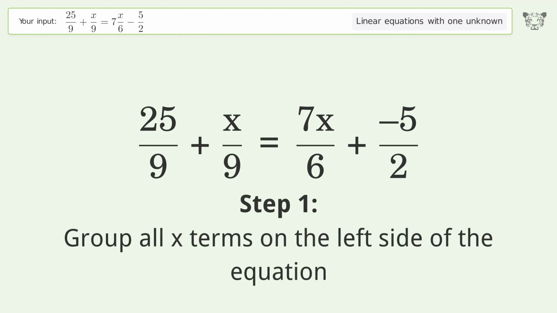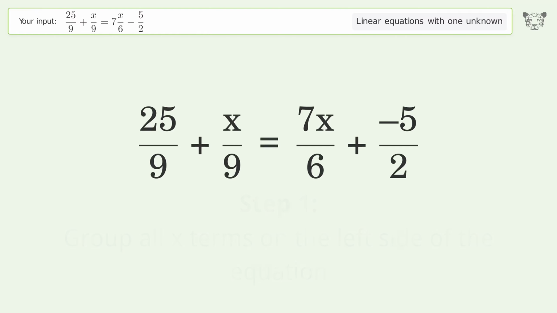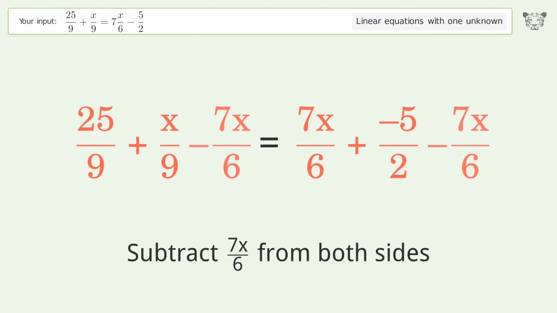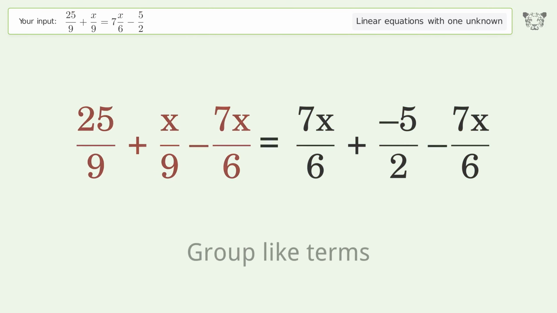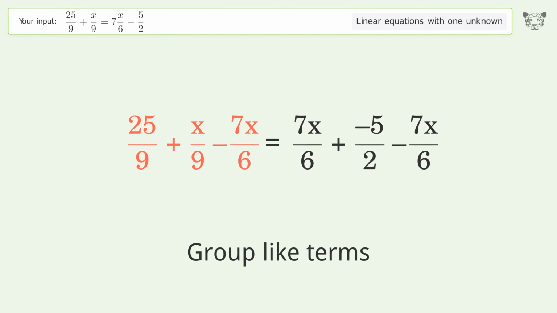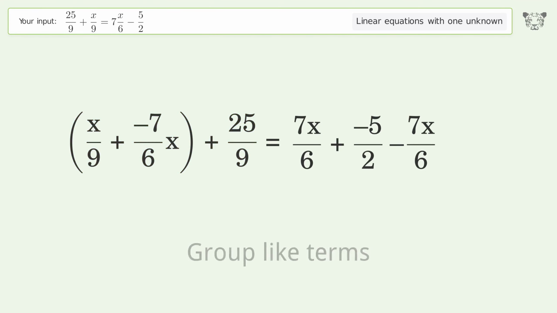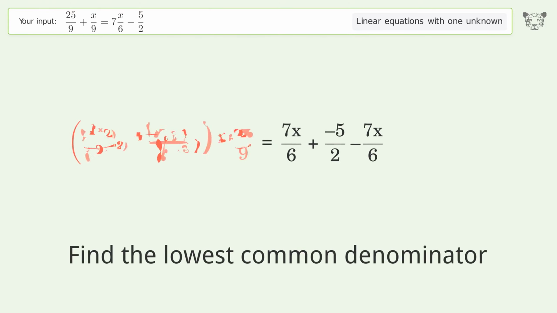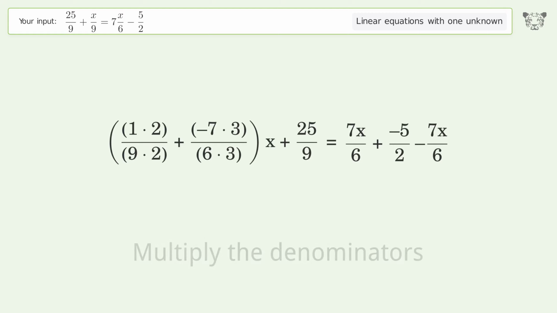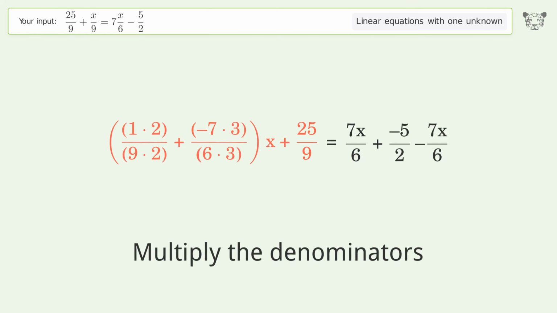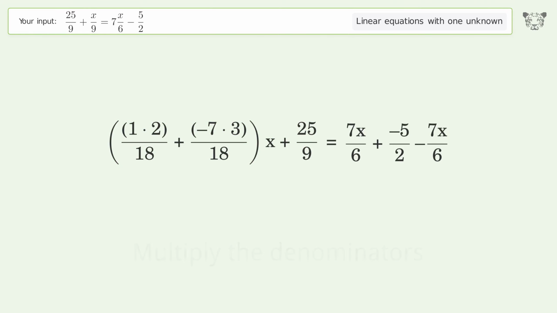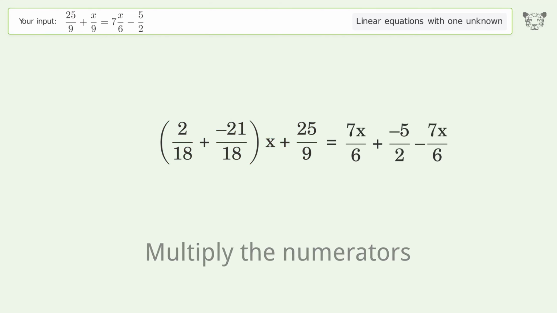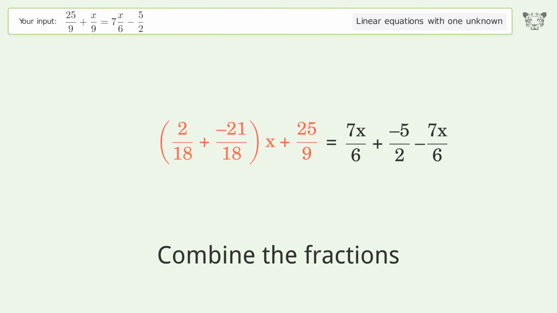Group all x terms on the left side of the equation. Subtract 7x over 6 from both sides. Group like terms. Find the lowest common denominator. Multiply the denominators. Multiply the numerators. Combine the fractions.